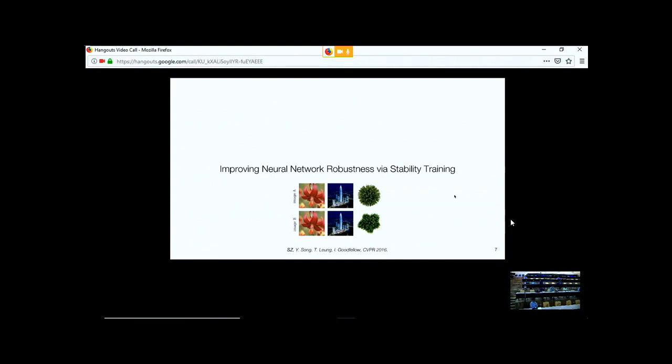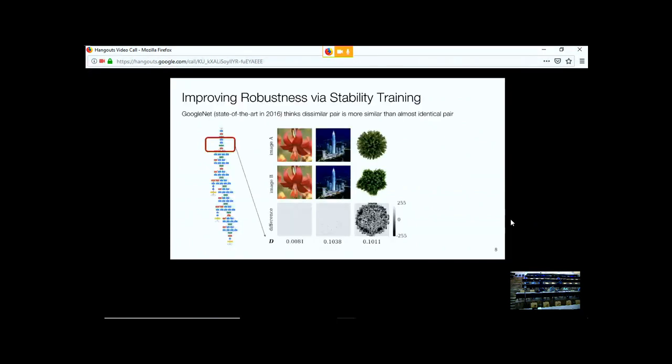The first work is called Improving Neural Network Robustness via Stability Training. This is work with some people at Google, and this was published at CVPR in 2016. Here, the practical problem is that Google uses these huge neural networks that I described earlier to do not just image classification, but also image similarity matching. The way that works is that you can have two images and you can ask, are these images the same? These two flowers have a very small visual difference. These two images have a very small visual difference as well.